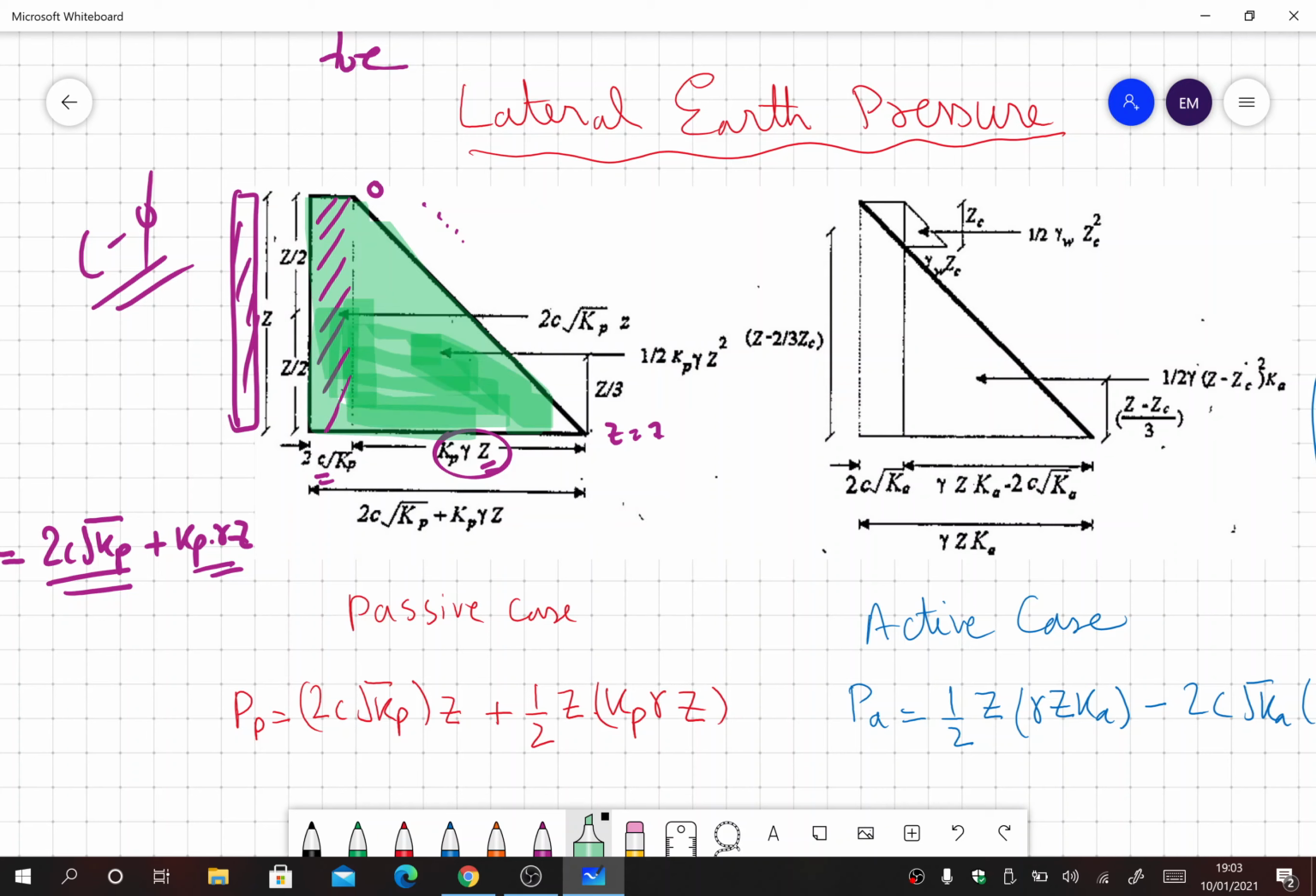What we are going to do is find the area of this rectangle plus the area of this triangle. The area of the rectangle is 2c under root Kp as the width and height is z, so 2c under root Kp times z. This is the area of the rectangle, and this is the area of the triangle. The base is Kp gamma z, so 1 by 2, z is the height and this is the base.